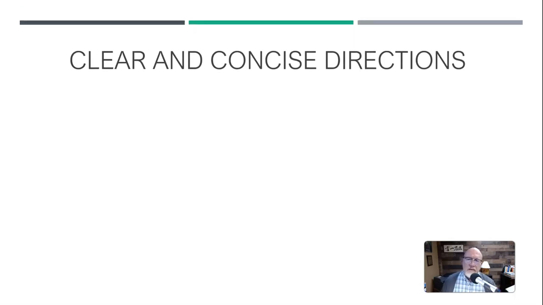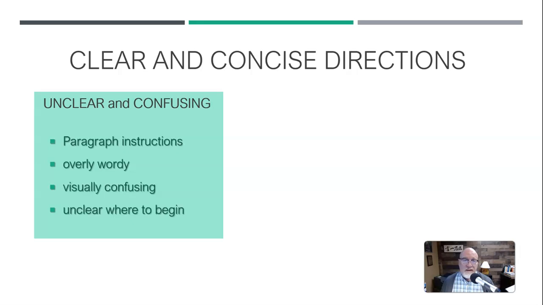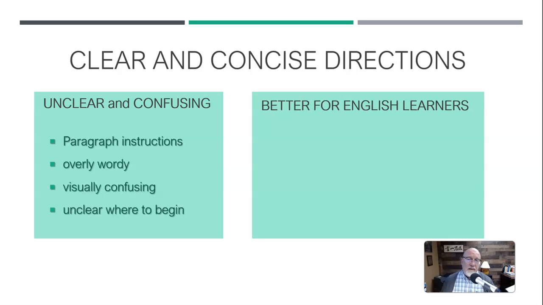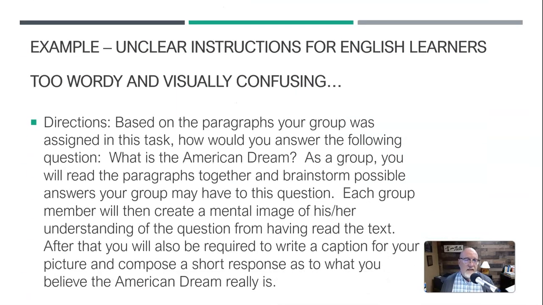Now, we always want our instructions to be clear and concise, but sometimes they just aren't. Sometimes our directions can actually be unclear and confusing, especially if we give instructions in a paragraph form. This is often overly wordy and visually confusing, and it can leave students just unclear what to do and where to begin. So better for English learners would be, again, these 3 things: simple language, breaking tasks into steps, and adding visuals and examples. So here's a sample of some instructions that might just be too wordy.